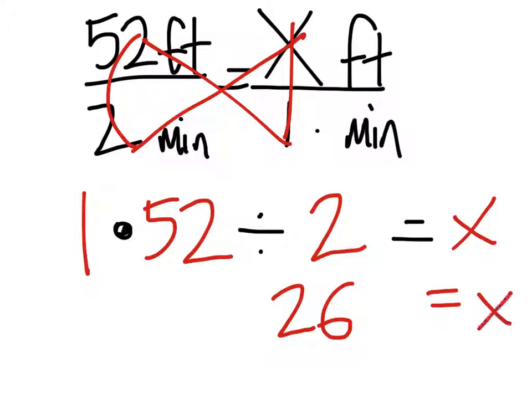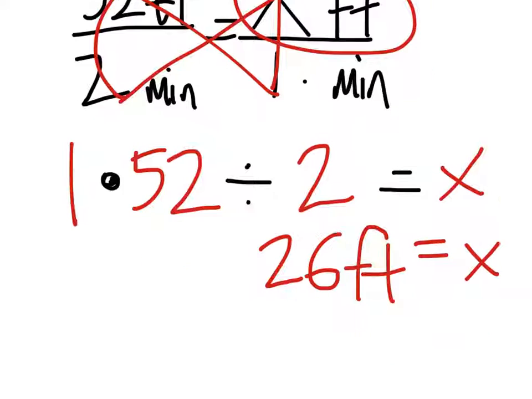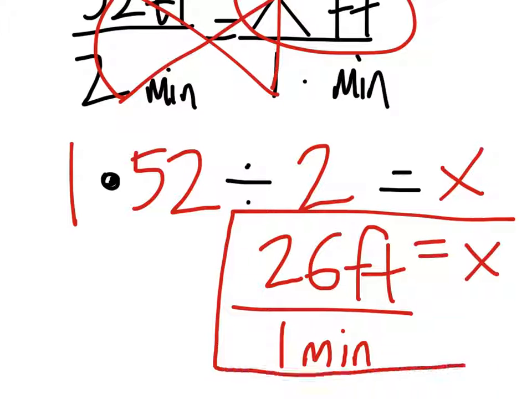Now this isn't just 26, we need to look back at our original proportion. X was in feet, so this is 26 feet. But not only is it 26 feet, because it is a rate, we do need the rest of that proportion there. It's 26 feet per minute.